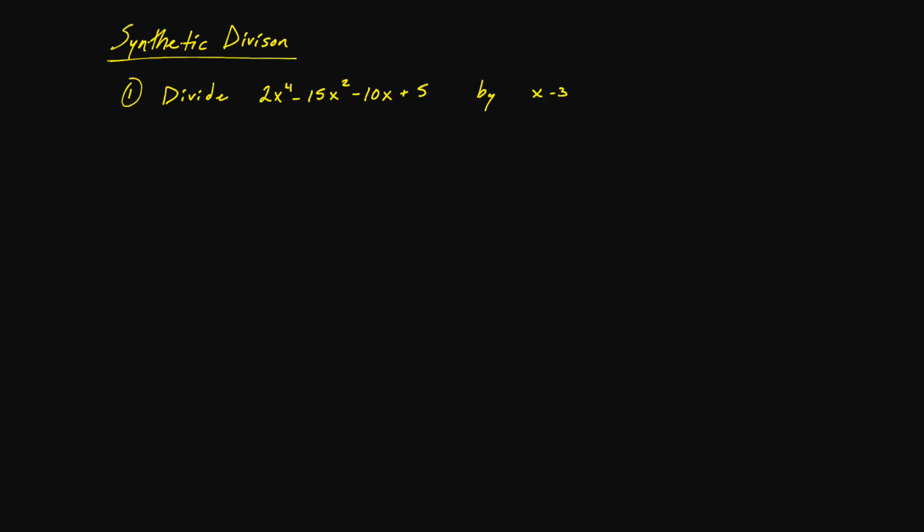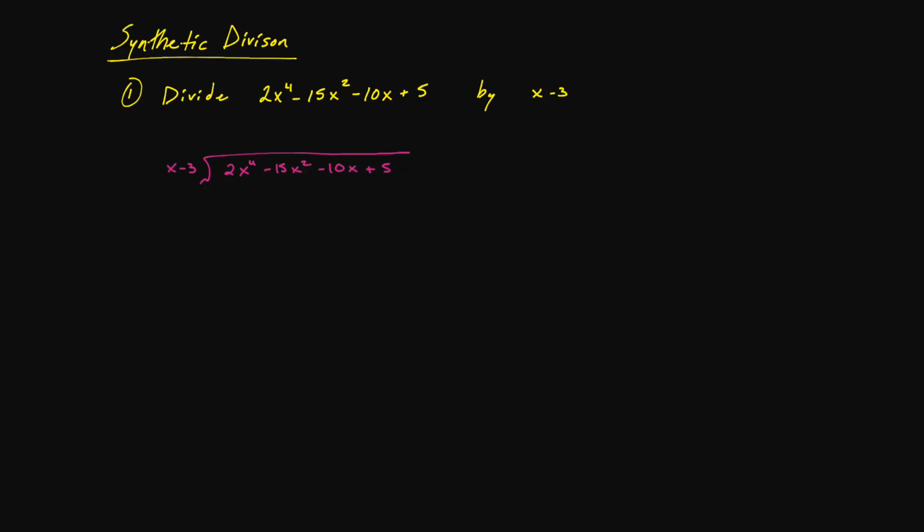Alright, I'll begin working through this. Now, when you set this up, I typically like to have my x minus 3 set up to the side, long division symbol, for 2x to the fourth minus 15x squared minus 10x plus 5 written.